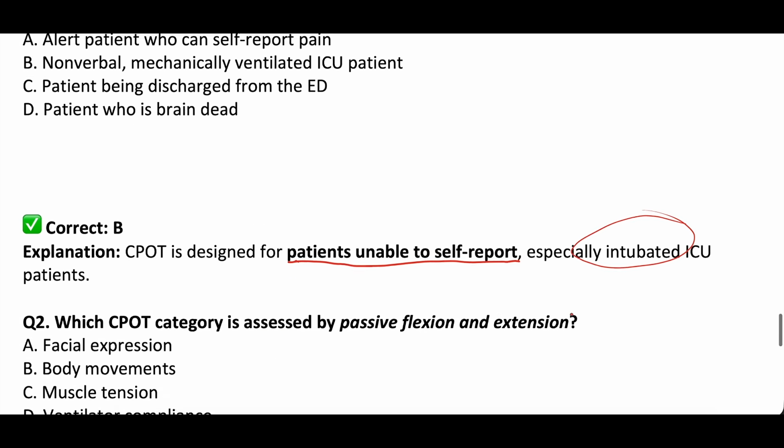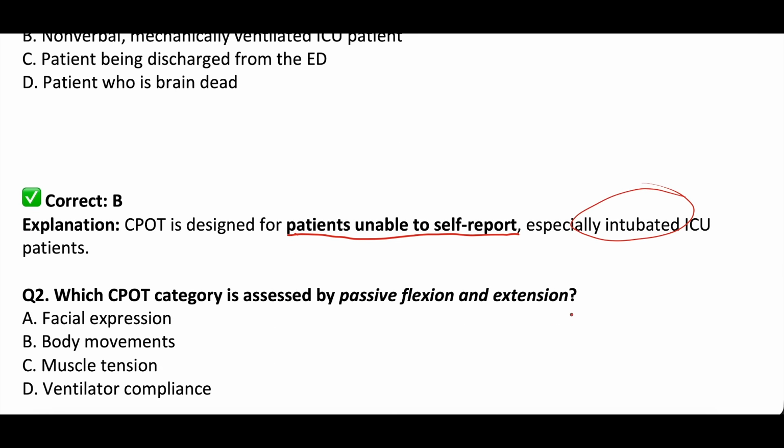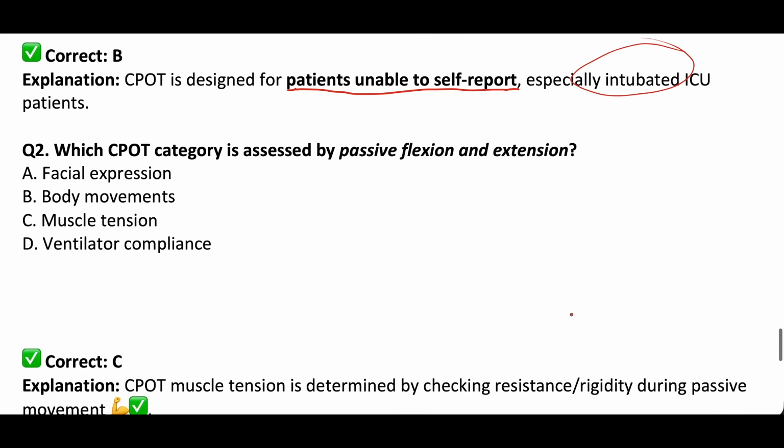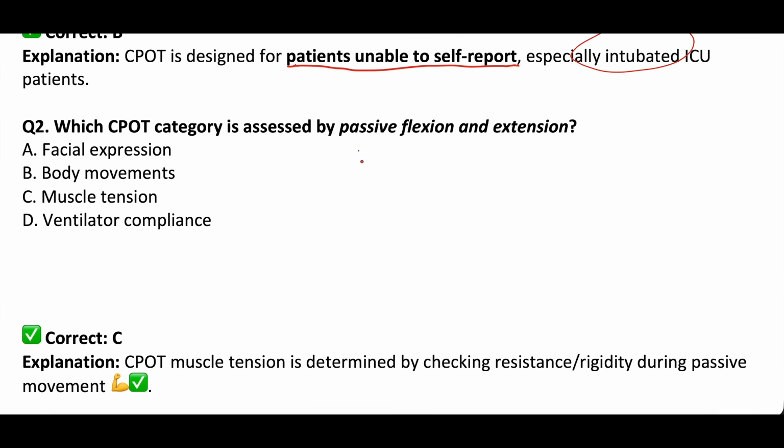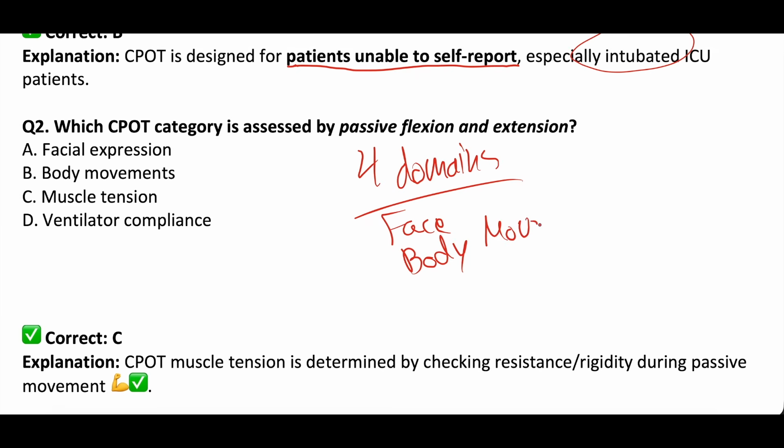All right, question 2, intermediate. Which CPOT category is assessed by passive flexion and extension? A, facial expressions. B, body movements. C, muscle tension. Or D, ventilator compliance. Correct answer is C, muscle tension. Remember we have those 4 domains when we're assessing a CPOT score: face, body movements, muscle tension, and then the vent, okay? So passive flexion and extension is going to be muscle tension.